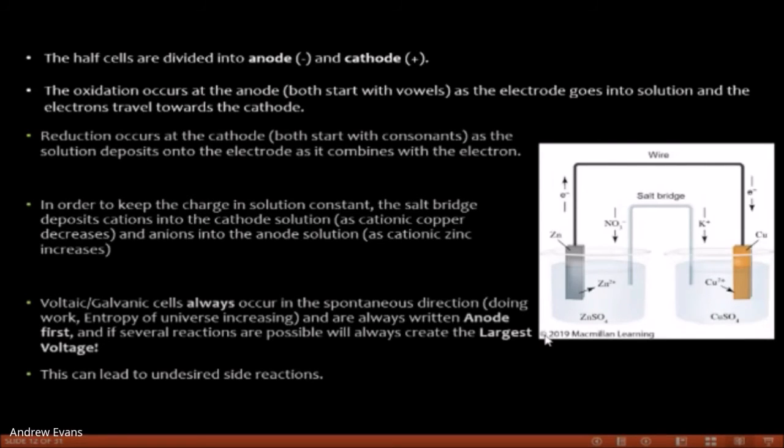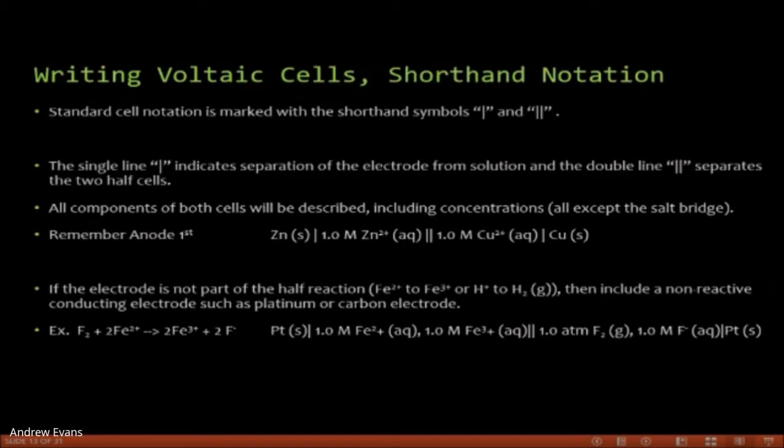Now, when we write these, we can often write it in shorthand notation, so we don't have to draw the whole structure out. They're often written with a single dash and a double dash. The single line separates the electrode from the solution. The double line separates the two half cells. So we can describe the whole cell, the whole battery, by this little thing. All components will be described, including their concentrations, except for the salt bridge, and anode first.